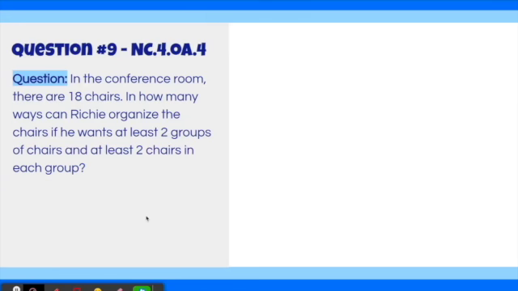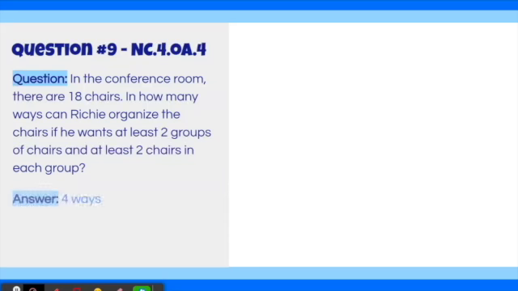Question number 9. In the conference room, there are 18 chairs. How many ways can Richie organize the chairs if he wants at least 2 groups of chairs, at least 2 chairs in each group? Okay, pause the video here if you need more time for this question. Okay, so the answer to this question is 4 ways.